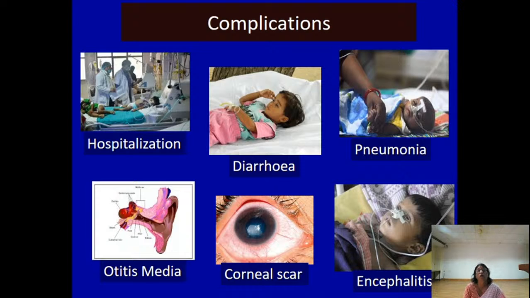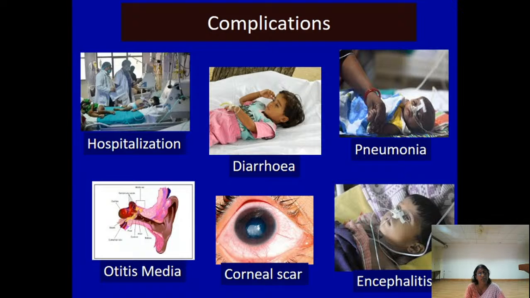Complications. Look at the complications of measles. Most of them, because of the complications, they get hospitalized. Look at the pictures. So these are the things which you have to remember. If the child with measles is admitted in the hospital, it is mainly because of the complications, post-measles complication. The other complications are your diarrhea, pneumonia. One third of the children suffer from diarrhea, and one third or more than one third, even up to 80%, they may suffer with pneumonia. And then this ear is affected.